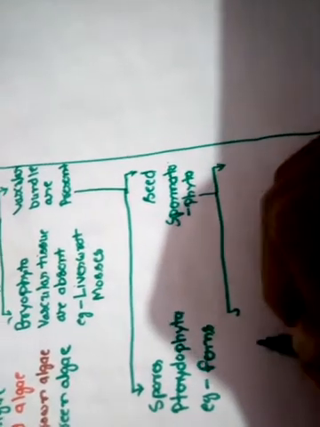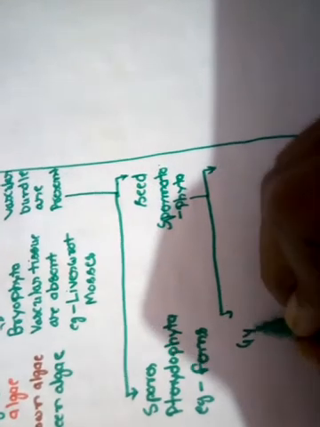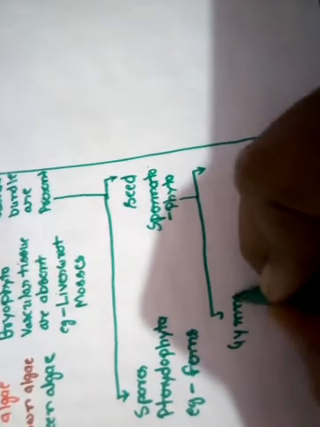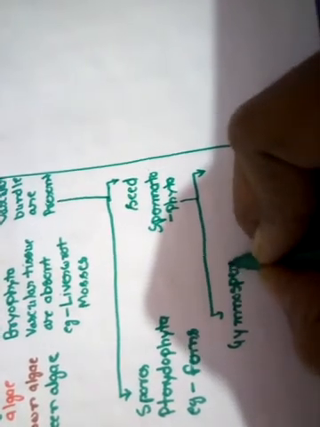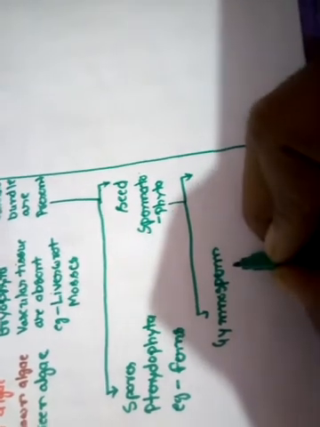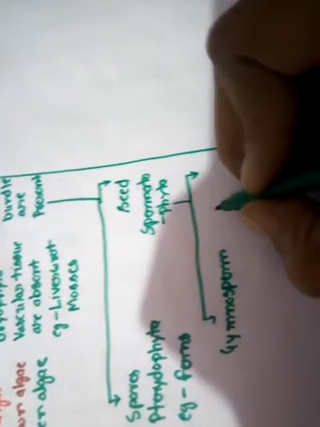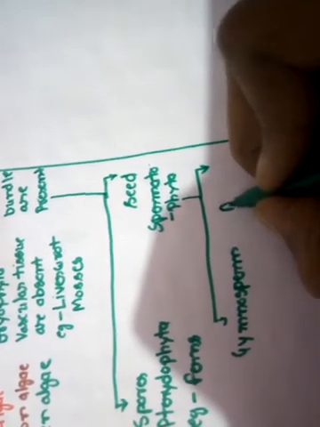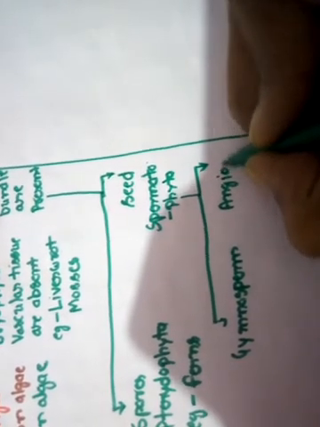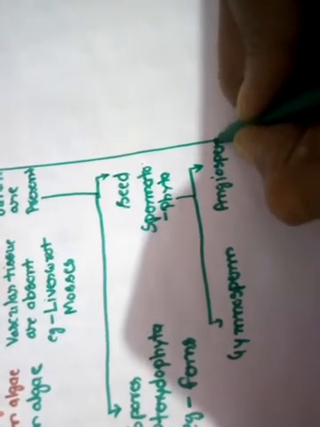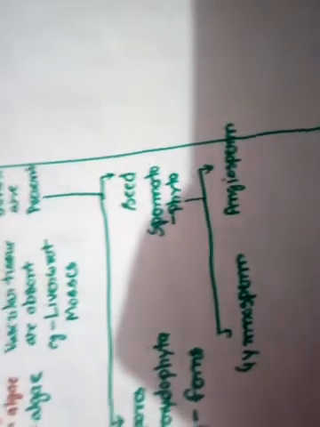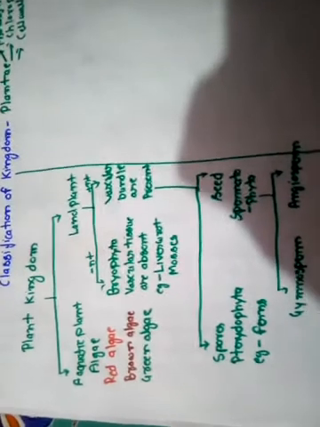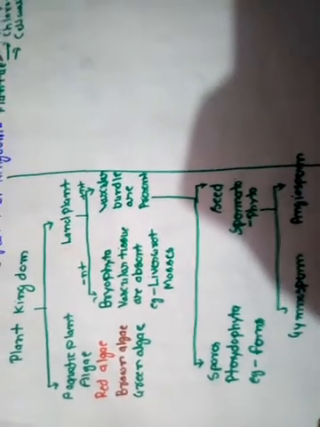whether the seeds are naked. If the seeds are naked, they are included in gymnosperms. Gymno means naked and sperma means seed, and if the seeds are developing inside the fruit, that means the seeds are covered, so that is included in angiosperms. Angio means covered and sperma means seeds. So this is how the plant kingdom can be artificially classified.